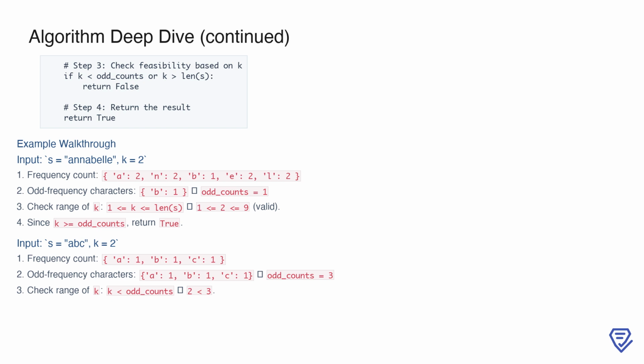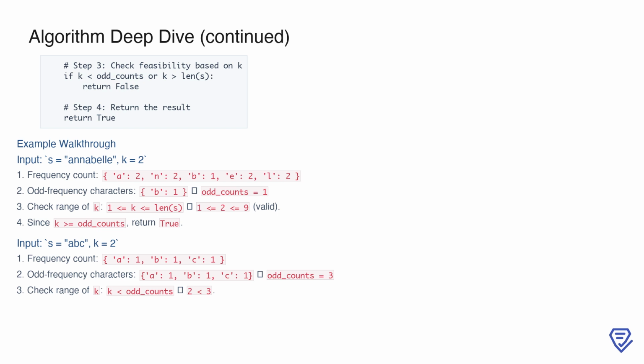using the Counter class. Next, we count how many characters have odd frequencies. This is done with a simple generator expression that iterates over the frequency values and checks if each value is odd. Once we have the count of odd frequency characters, we check if k falls within the valid range. Specifically, if k is less than the number of odd frequency characters or greater than the total length of the string, we return false. Otherwise, we return true, as it's possible to construct the required number of palindromes.